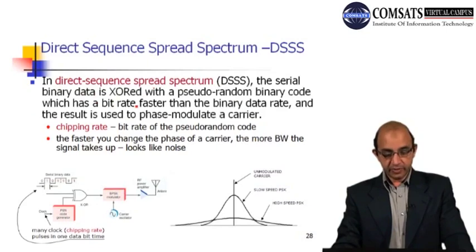In direct sequence spread spectrum, the serial binary data is XORed with a pseudo-random binary code. This pseudo-random binary code has a bit rate faster than the binary data rate, and the result is used to phase modulate a carrier. The bit rate of the pseudo-random code is the chipping rate. The faster you change the phase of a carrier, the more bandwidth the signal takes up. It looks like noise.